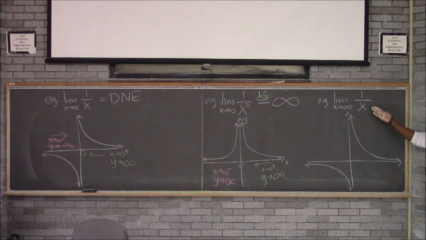What would you say this is? Be 0. Okay, so explain your reasoning why the answer would be 0. Because as x is approaching infinity, it gets closer to the x-axis, so it gets closer to 0.